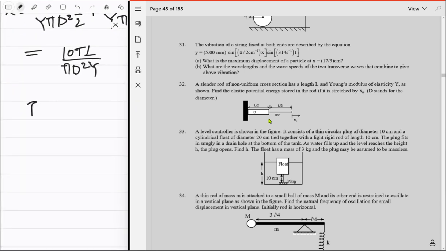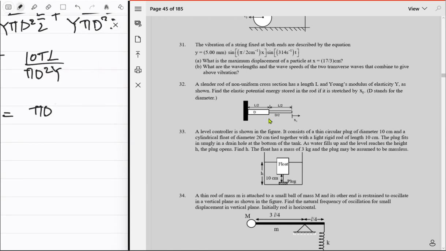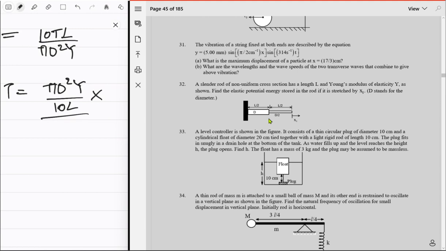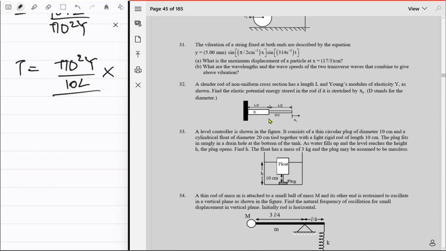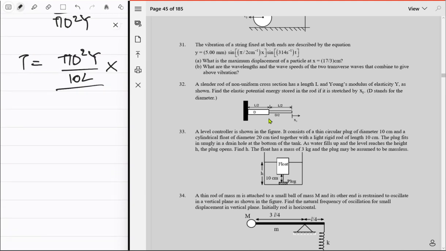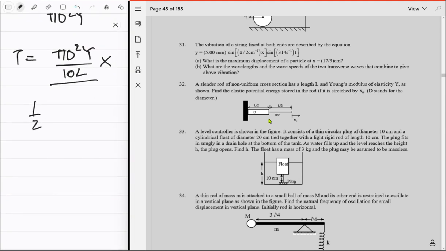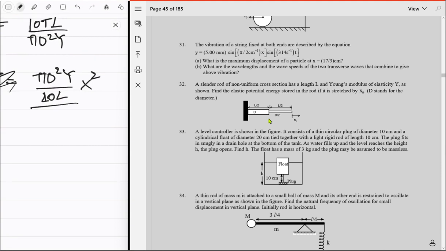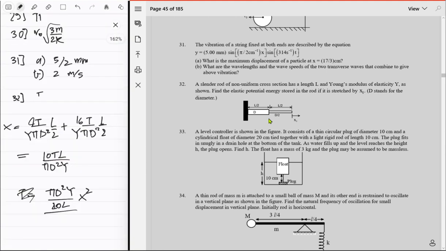Okay, so the tension is what? Tension is just pi d square Young's modulus upon 10 L times x. So ये अपना k है, we just want half kx squared because, you know, integration of T dx. Yeah, that's the energy. The question is, if it's stretched by x naught, right? Just half k, k ये होगा, so that's x squared. So इसीलिए ये चीज x square by 20 आ जाएगा, right? That's our answer: pi d square Young's modulus x naught square upon 20L. Next question, 33.